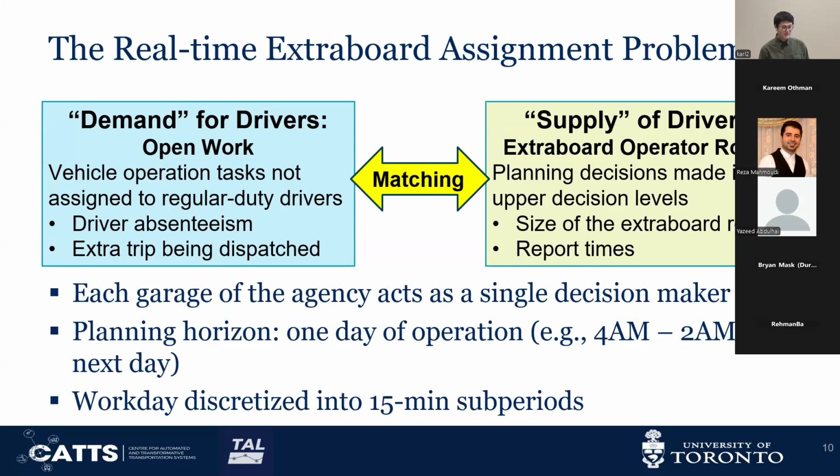And in this study, we specify that each garage at the agency can collaborate among its own and basically act as one single decision maker. And the planning horizon is going to be 1 day of operation at the garage. So for example, that can be early in the morning to early in the morning of the next day. And the workday will be discretized into sub-periods of equal length. So for example, we've chosen 15-minute sub-periods.